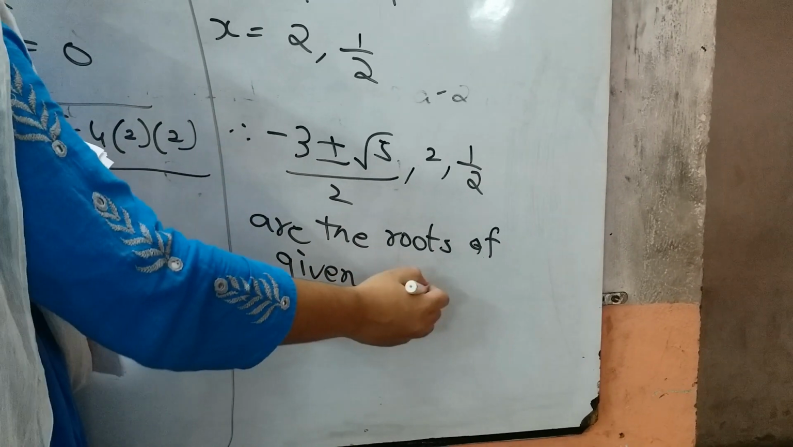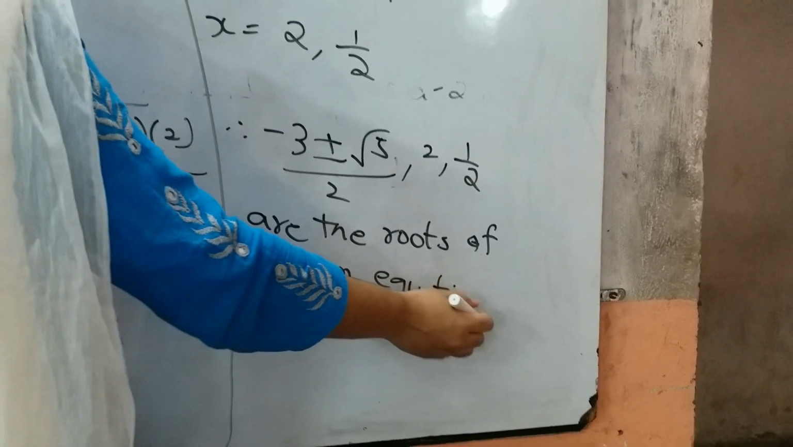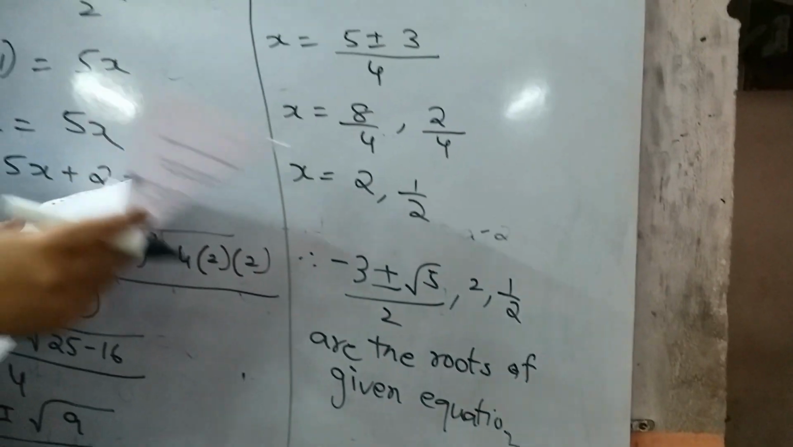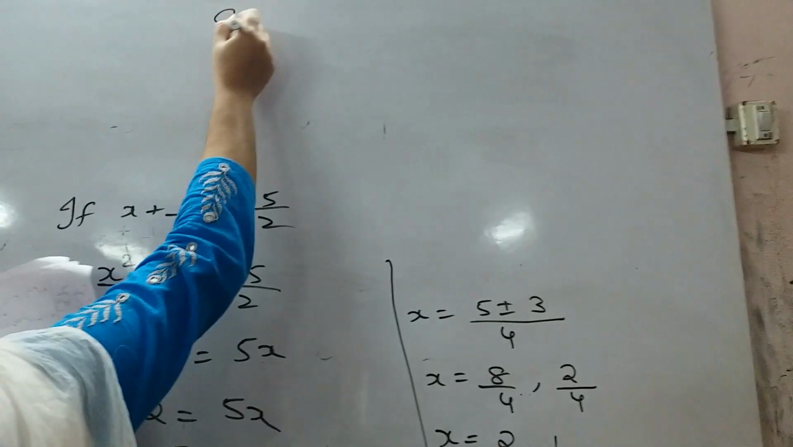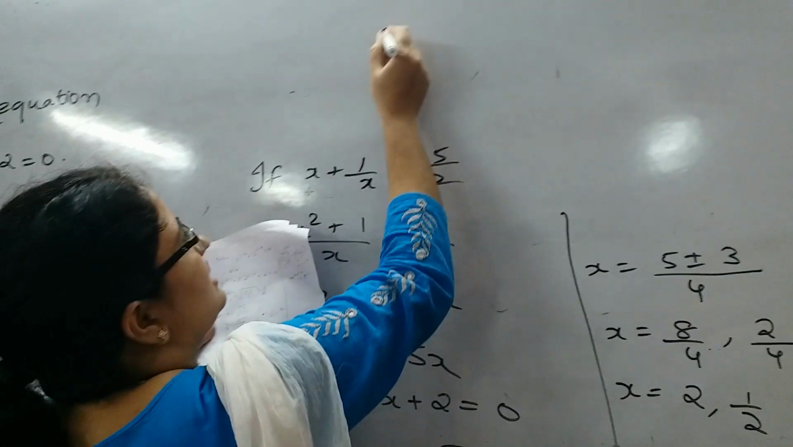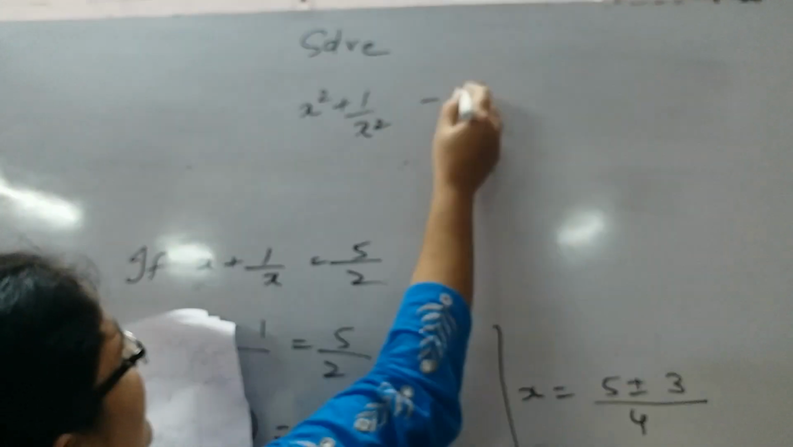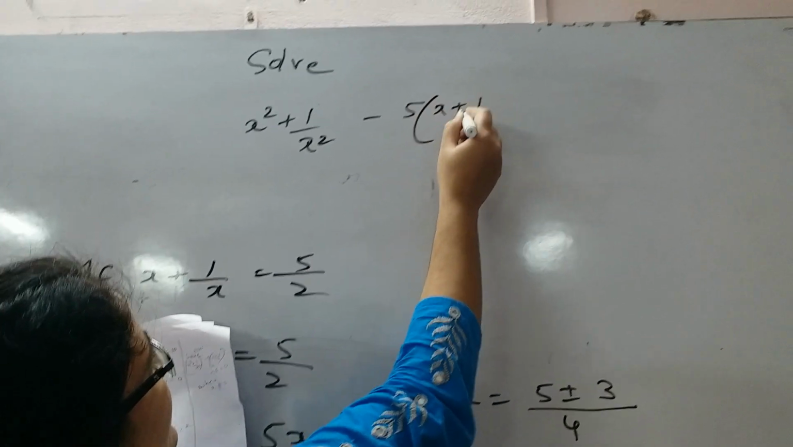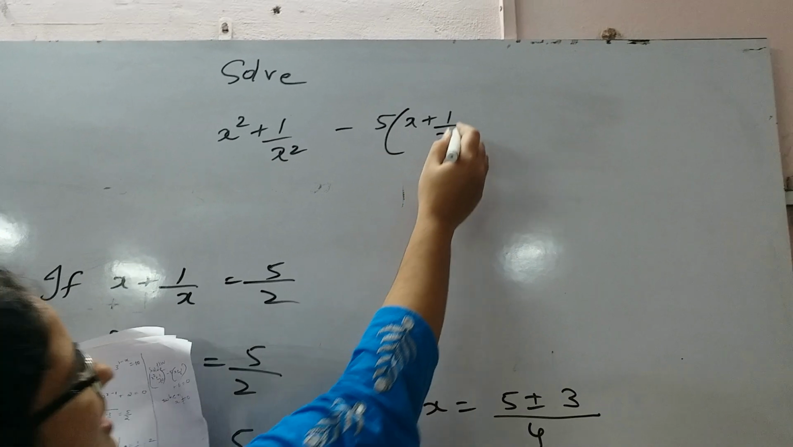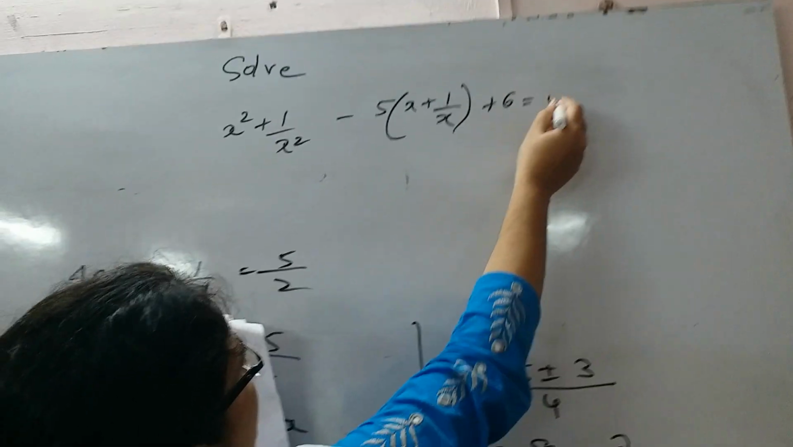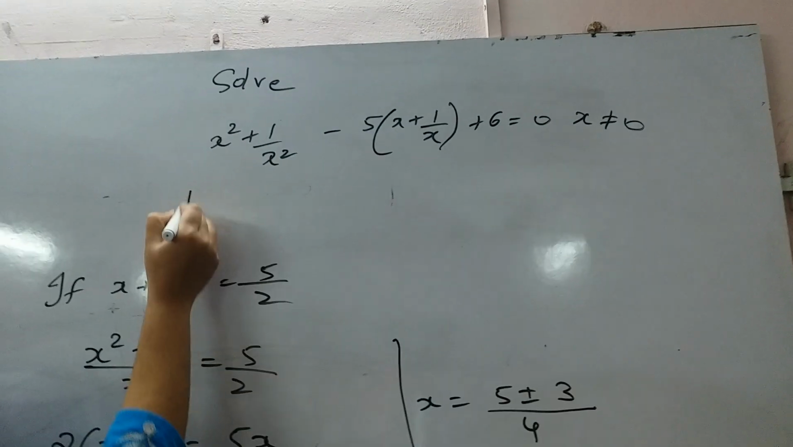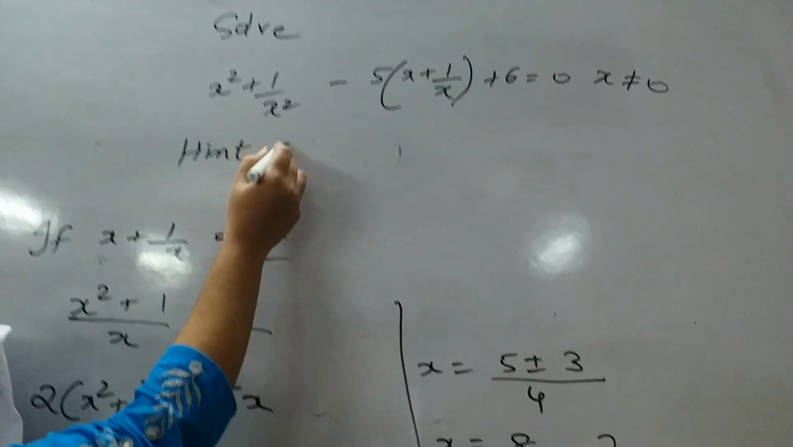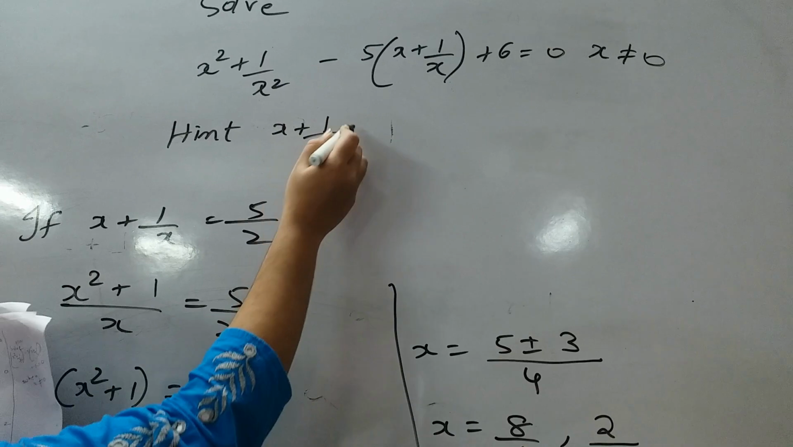I want you to take one problem for homework. Take this as homework. Solve x square plus 1 by x square minus 5 into x plus 1 by x plus 6 is equal to 0, where x is not equal to 0. Here the hint is take x plus 1 by x as a.